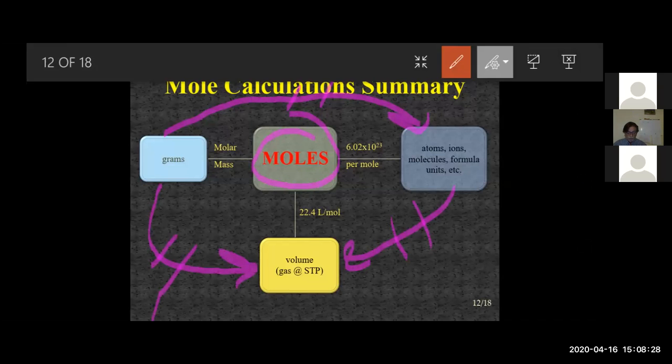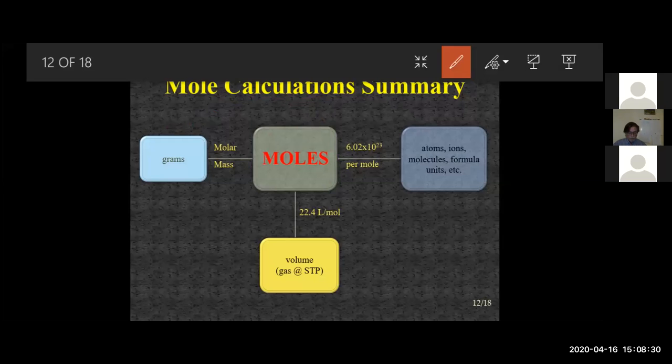I have to go through moles. And so if I have grams, with the molar mass it gives moles. And if I need to go to the number of atoms, I have Avogadro's relationship to give me atoms. And if I need to go to volume over here, if I'm dealing with a gas and at STP, then I have the relationship of 22.4 liters per mole.